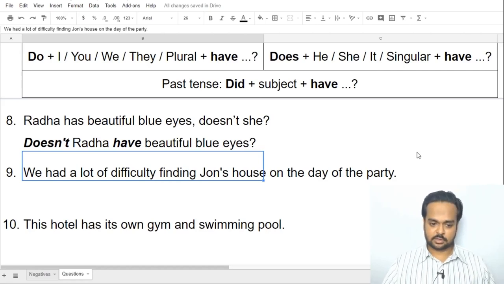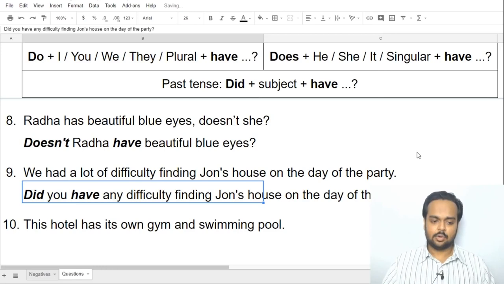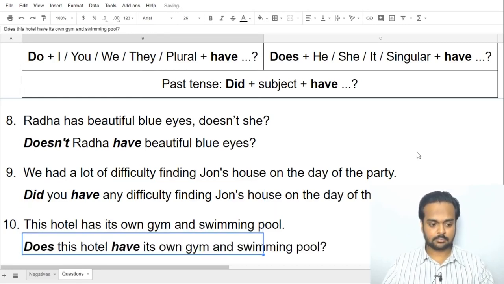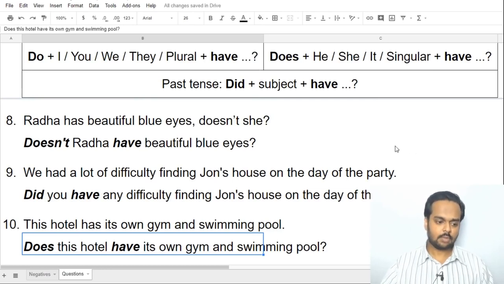We had a lot of difficulty finding John's house on the day of the party. Did you have any difficulty finding John's house on the day of the party? This hotel has its own gym and swimming pool. Does this hotel have its own gym and swimming pool?